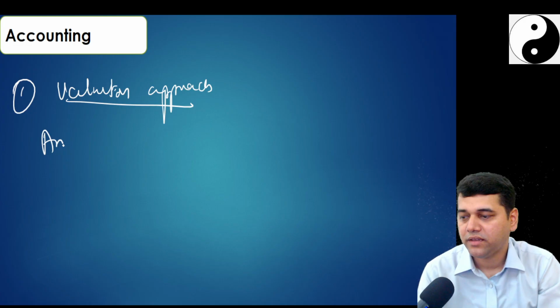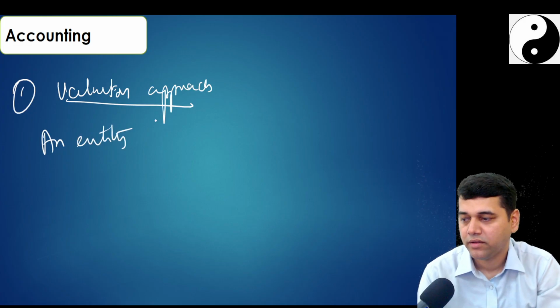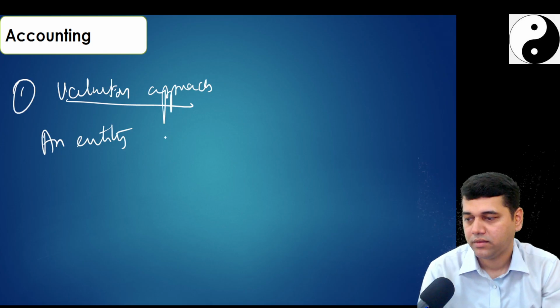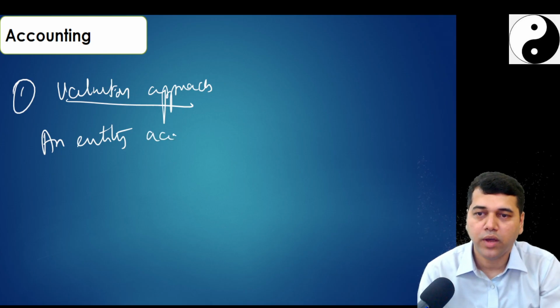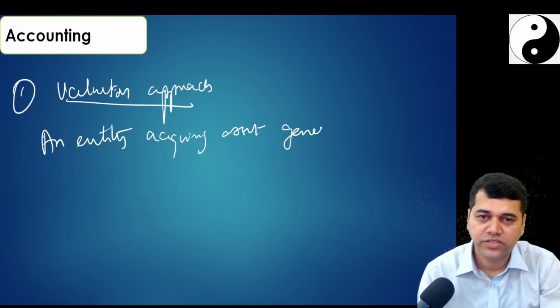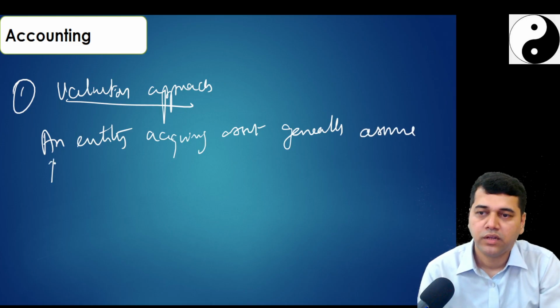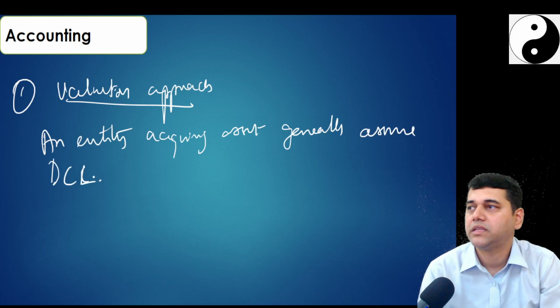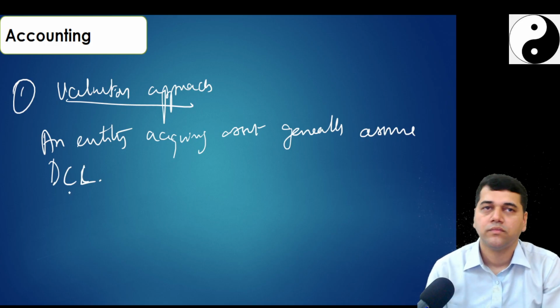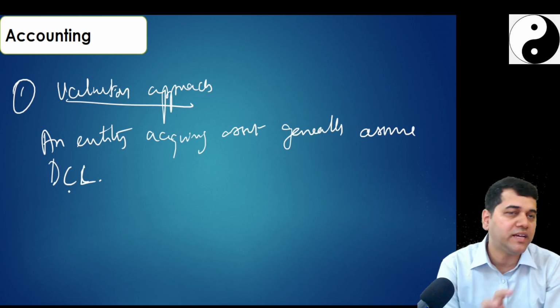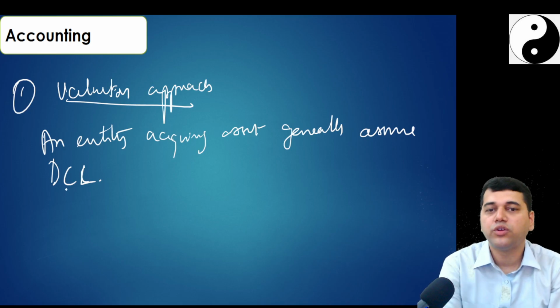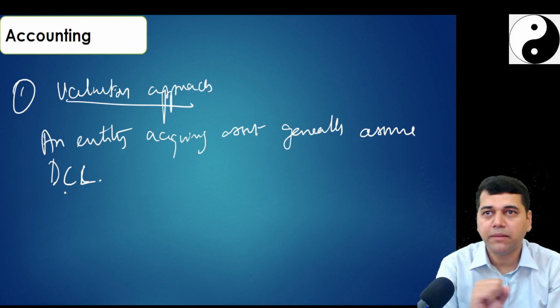An entity acquiring an asset generally assumes DCL. So any entity which acquires the asset, say a nuclear power plant, will acquire the liability also.